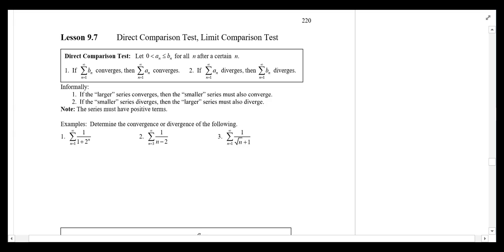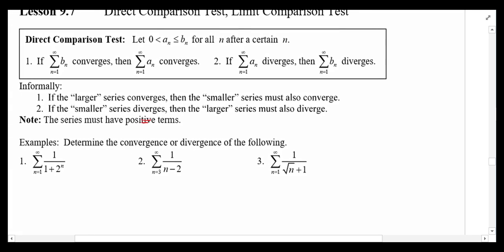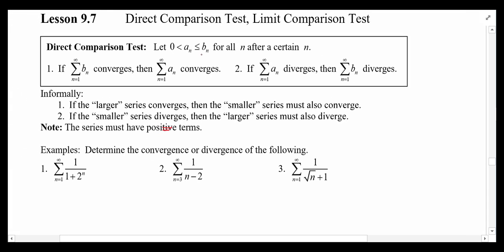Now, with the direct comparison test, the goal is you've got a whole bunch of terms in a series, which we call a sub n. And there is another one called b sub n, and it's going to be bigger or equal to a sub n. So here's the deal. If the b sub n series converges, then the sum of the a sub n's must converge. So remember, this one's the bigger one, right? So the bigger, or the larger, converges, then the smaller also converges.